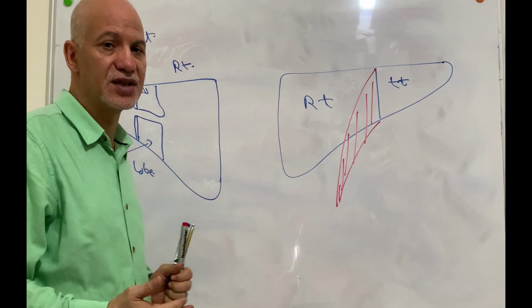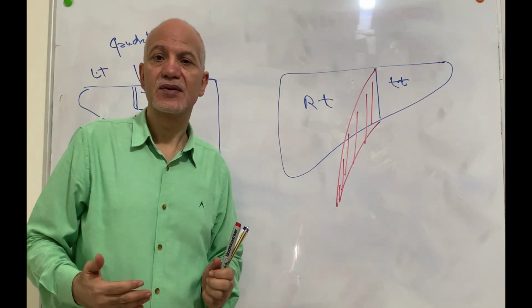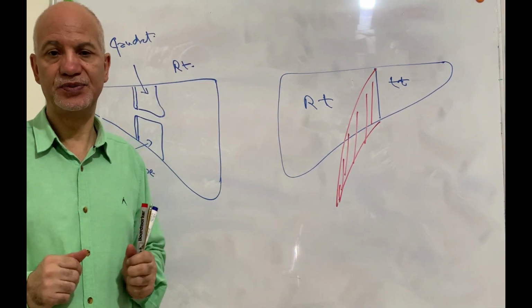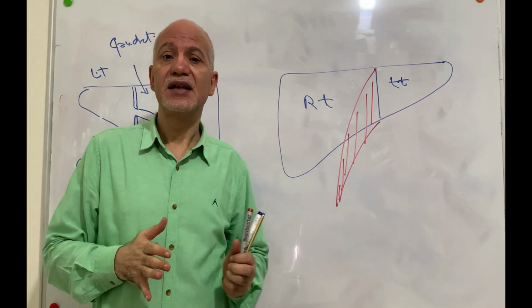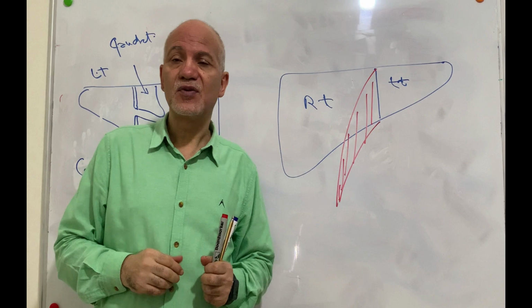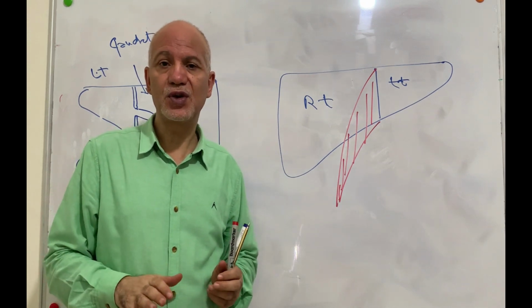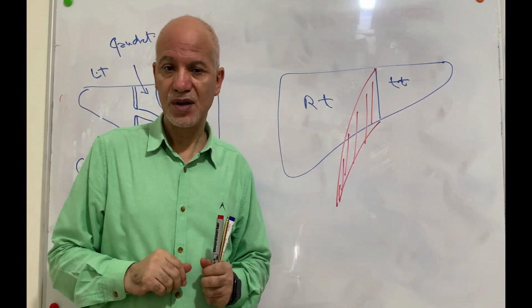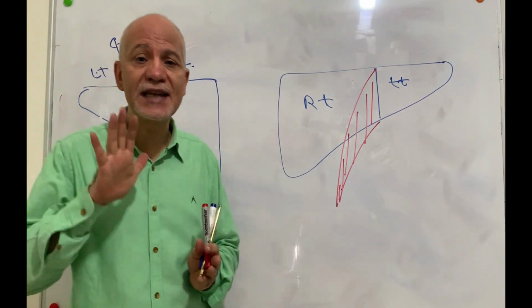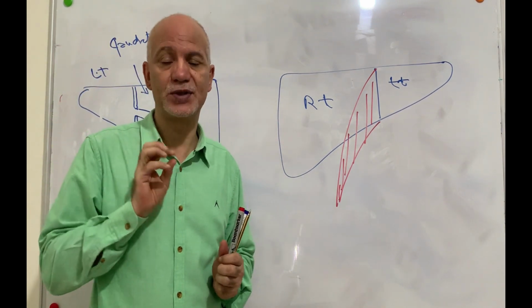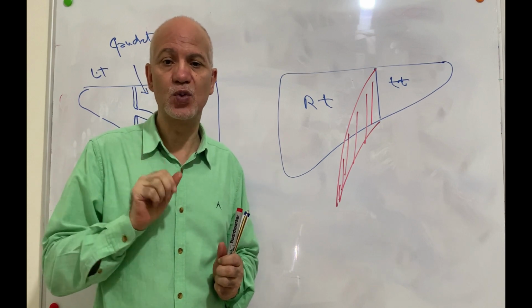The third classification is called surgical lobes. Surgical lobes are very important for surgical anatomy, for postgraduates, not for undergraduates. The liver is divided into 10 segments, or 10 surgical lobes.